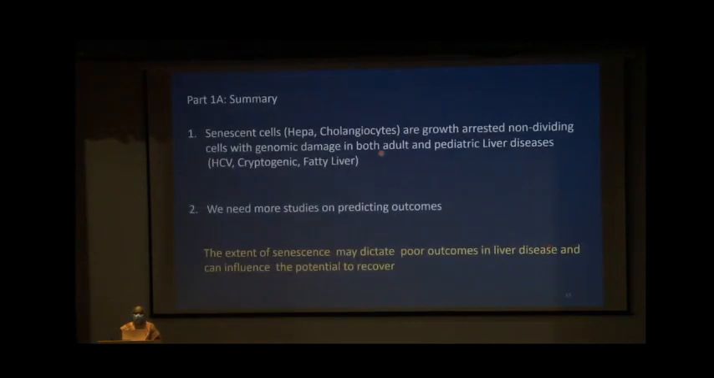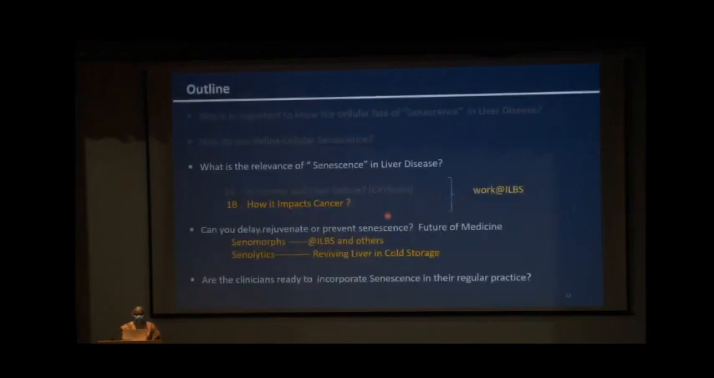So briefly summarizing till now, a senescent cell is permanently growth arrested. It incurs a lot of genomic changes, and the extent of the senescence may dictate the outcome, but we need more data to show it, at least from an ILBS perspective. But there is now a lot of literature on senescence in chronic kidney disease, pulmonary fibrosis, etc. Now coming to the second part, this was still the chronic liver disease. Now the question is how it impacts cancer.